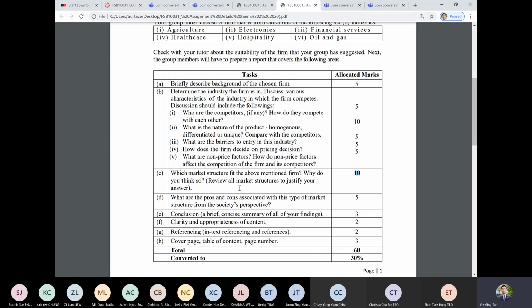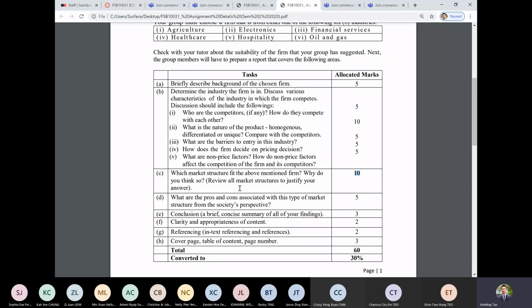Similarly, if you think that the firm belongs to the oligopoly market, then you need to justify why the firm is under the oligopoly market structure. After that, discuss why you think the firm does not belong to perfect competition, monopoly, or monopolistic competition. Okay, so far so good.